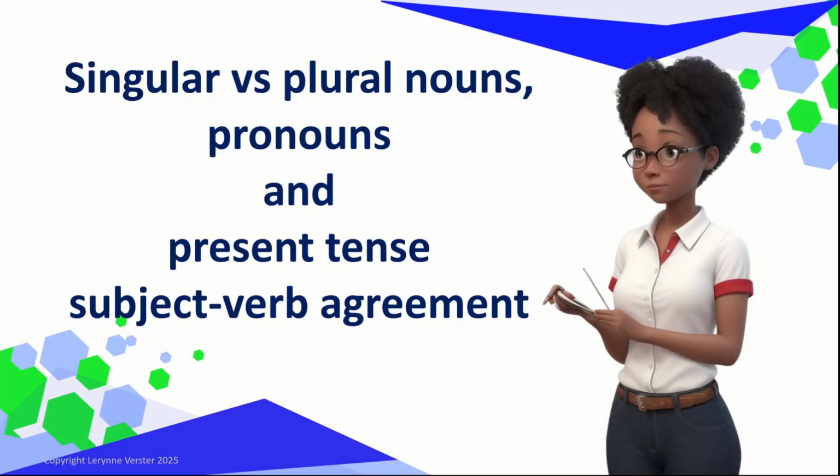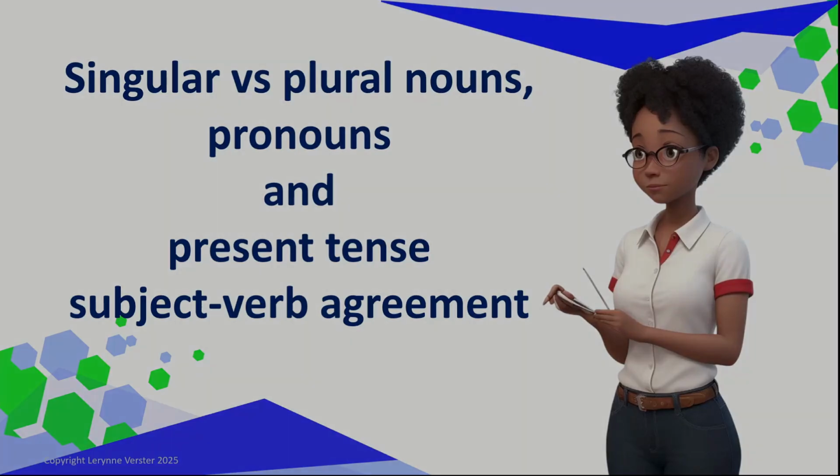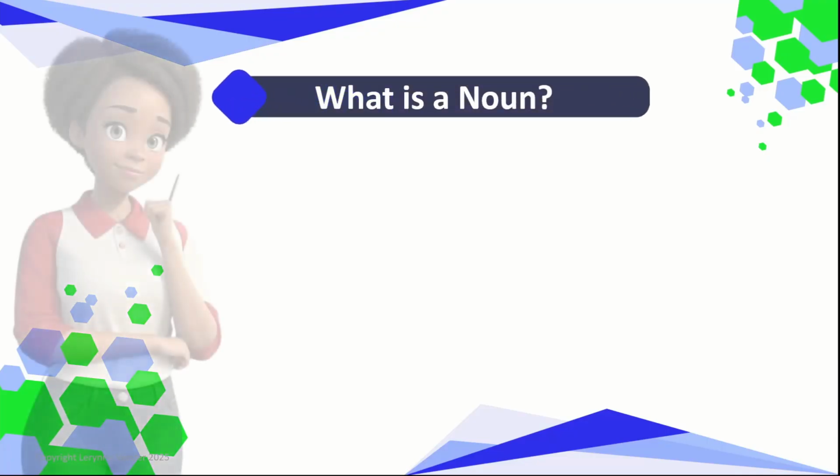Hello, everyone. Today, we are talking about singular versus plural nouns, pronouns, and subject-verb agreement. This is called concord, in the simple present tense in English. Take notes. Pause the video if needed. Write down your answers. Let's get started.